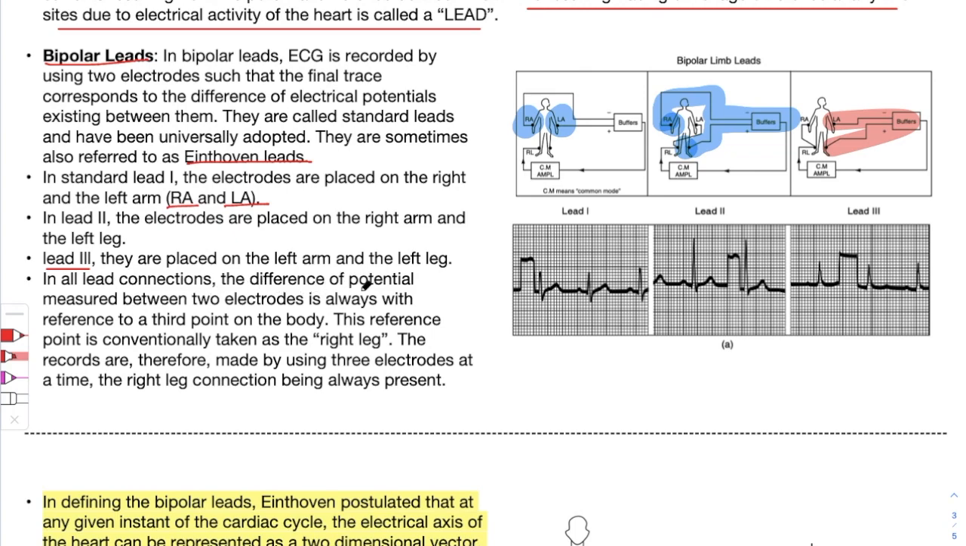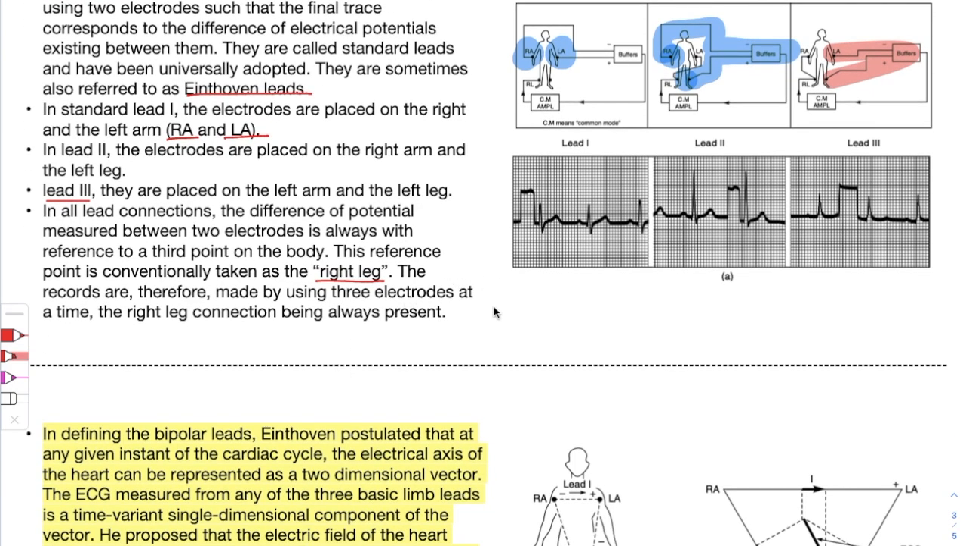In all lead connections, the difference of potential measured between two electrodes is always with reference to a third point on the body. This reference point is conventionally taken as the right leg. So we use a conventional point to take the potential difference, and this is mainly the right leg. The records are therefore made using three electrodes at a time, the right leg connection always being present because it is used as a reference point.